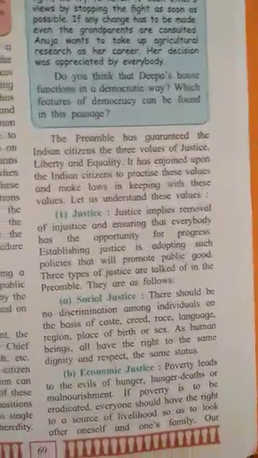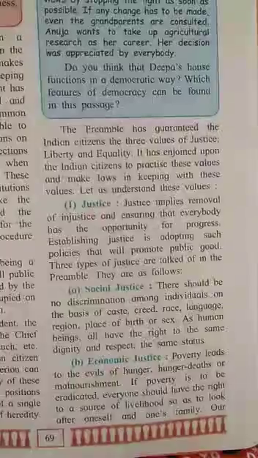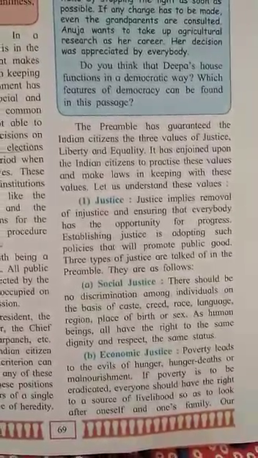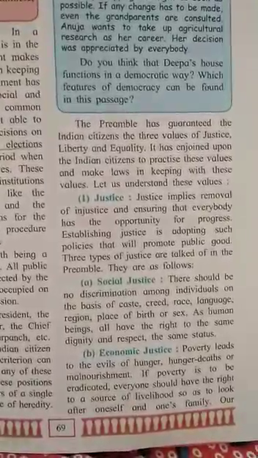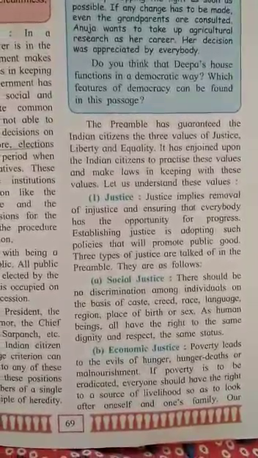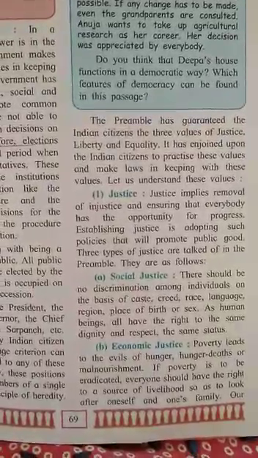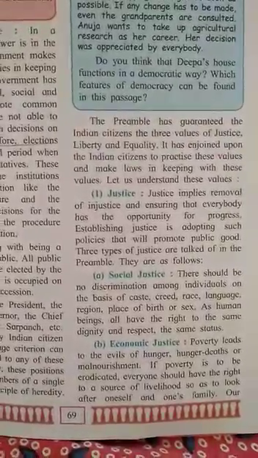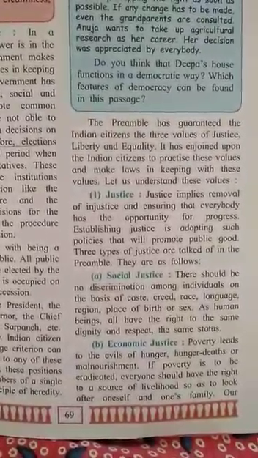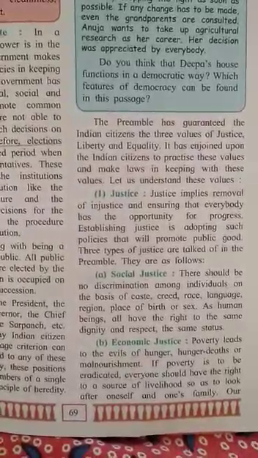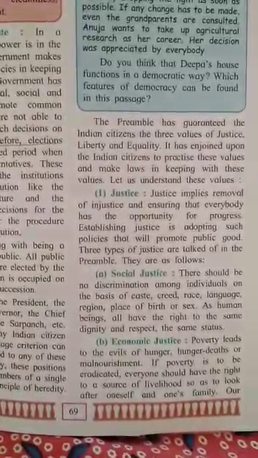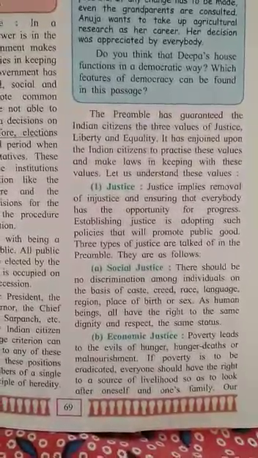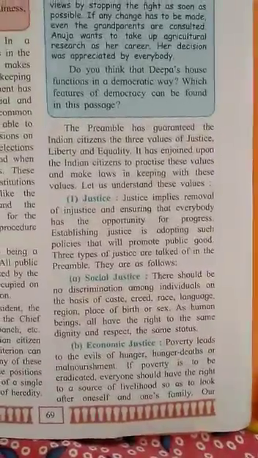Justice implies removal of injustice and ensuring that everybody has the opportunity for progress. Everybody should get the opportunity for progress. Establishing justice is adopting such policies that will promote public good. Three types of justice are talked of in the preamble. They are as follows. First one is social justice, second is economic justice.